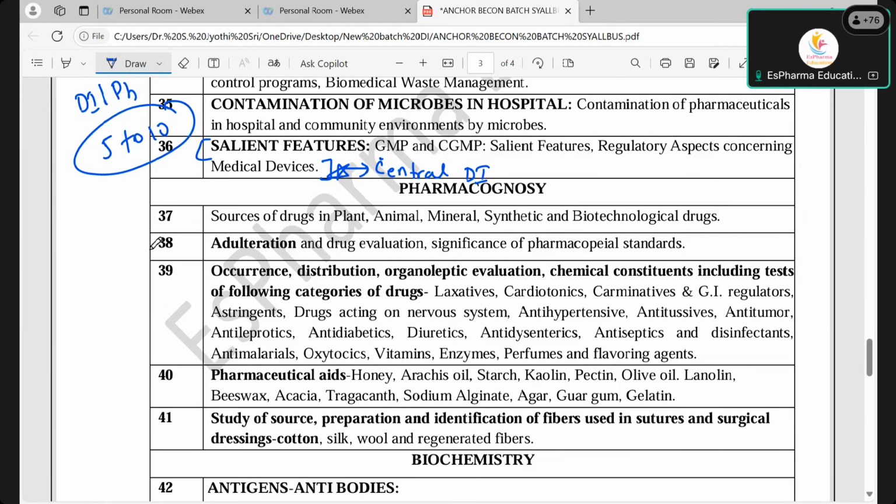Pharmacognosy is one of the important subjects. After pharmacology, after pharmaceutics, pharmacognosy plays an important role. So 10 to 15. And one more thing I request you.